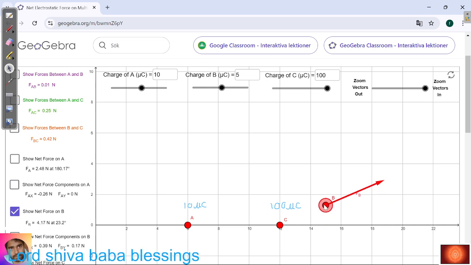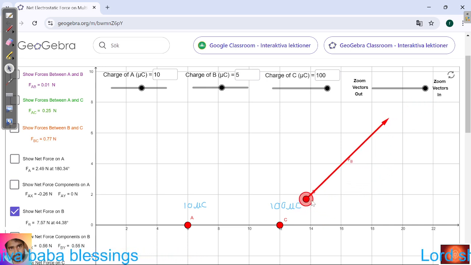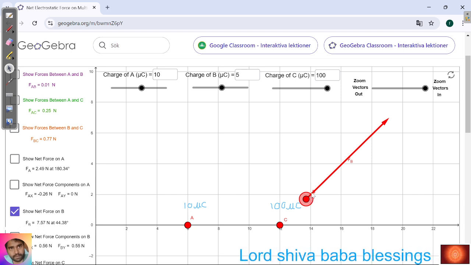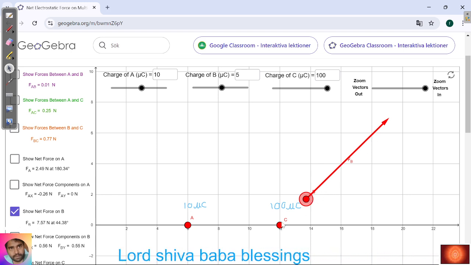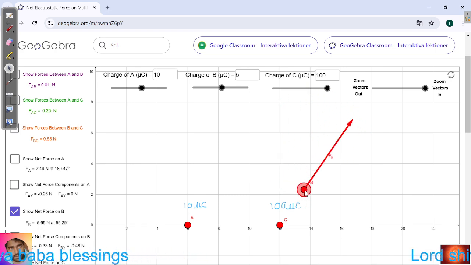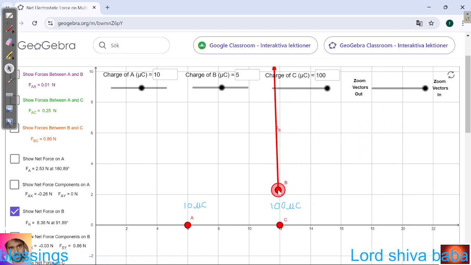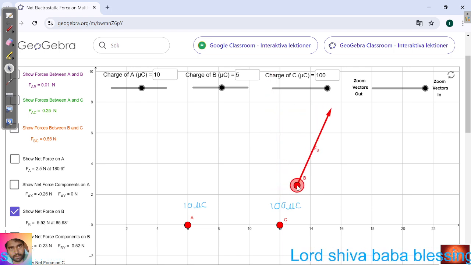If I keep it here, there is an arrowhead pointing outwards. This indicates that it's experiencing force, and the arrowhead is outside because it is experiencing repulsive force. Both of them are positive charges, so they experience repulsive force. So I need to find a place where it experiences no force.